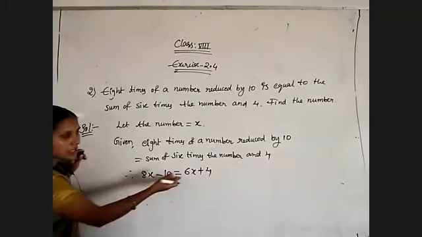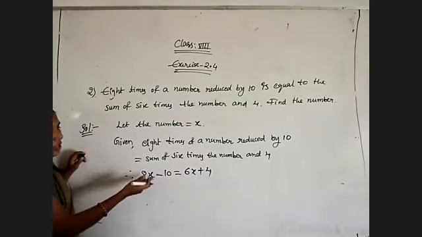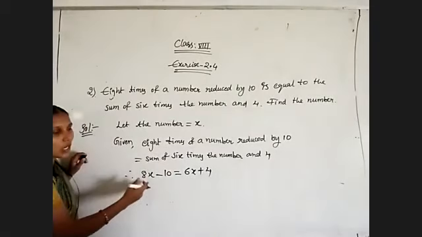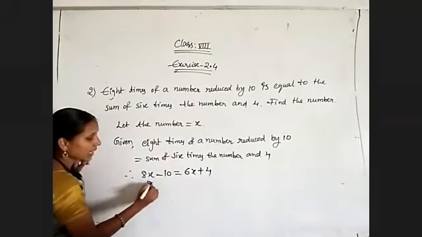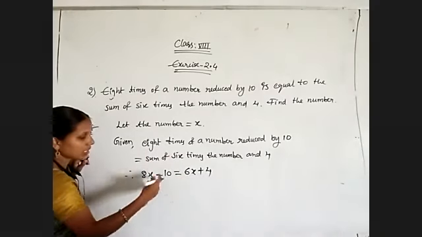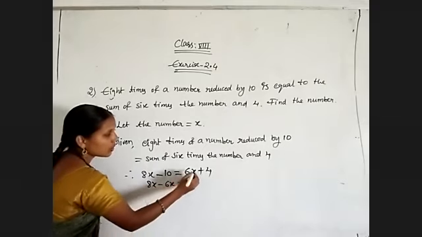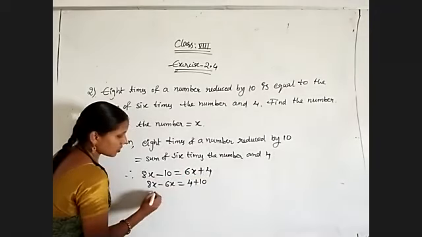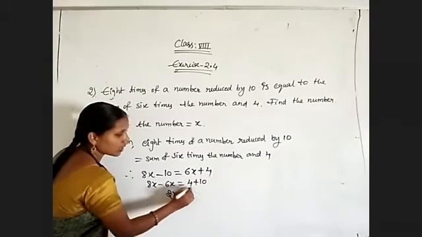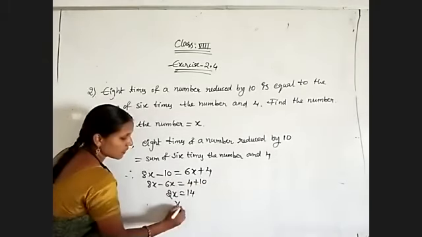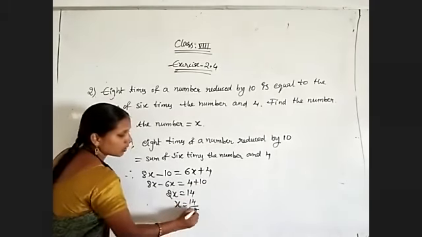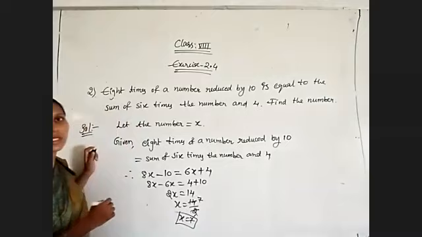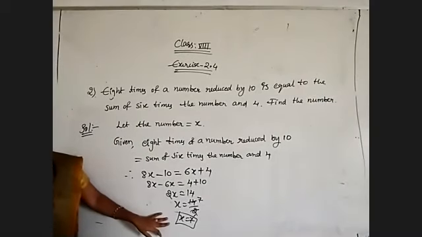Now observe, we got variable terms on both sides. To simplify this, bring all the variable terms to one side and constant terms to another side. That is 8x, and 6x by bringing this side is minus 6x, is equal to already 4 we have here, minus 10 by bringing this side plus 10. So 8 minus 6 is 2x is equal to 4 plus 10 is 14. x will be equal to 14 by 2. 2 ones are 2, 2 sevens are 14. So x is equal to 7.